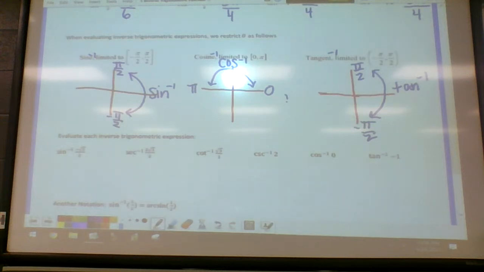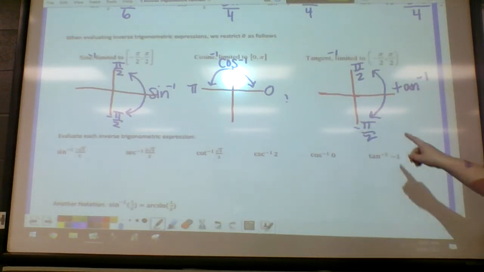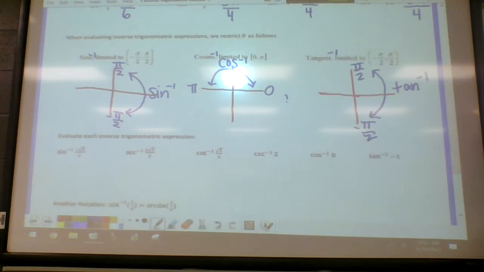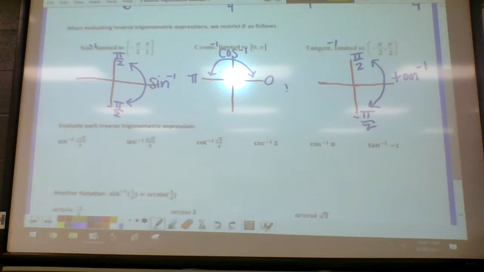That's it. So sine inverse is always between negative pi over 2 and pi over 2. And because it's sine, that would also be cosecant, right? Yeah. And then cosine inverse is always between 0 and pi. And then tangent inverse is always between negative pi over 2 and pi over 2. And you're only going to limit if it's written as find sine inverse of something.